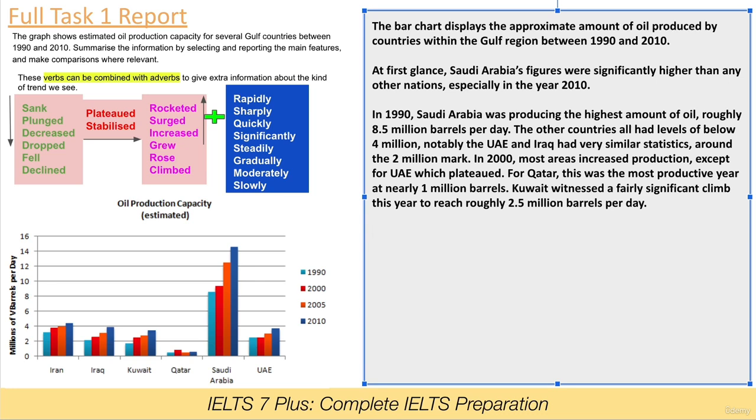Okay, let's read this back and see how this is sounding. In 1990, Saudi Arabia was producing the highest amount of oil, roughly 8.5 million barrels per day. The other countries all had levels of below 4 million. Notably, the UAE and Iraq had very similar statistics, around the 2 million mark. In 2000, most areas increased production, except for UAE, which plateaued. For Qatar, this was the most productive year at nearly 1 million barrels. Kuwait witnessed a fairly significant climb this year to reach roughly 2.5 million barrels per day.